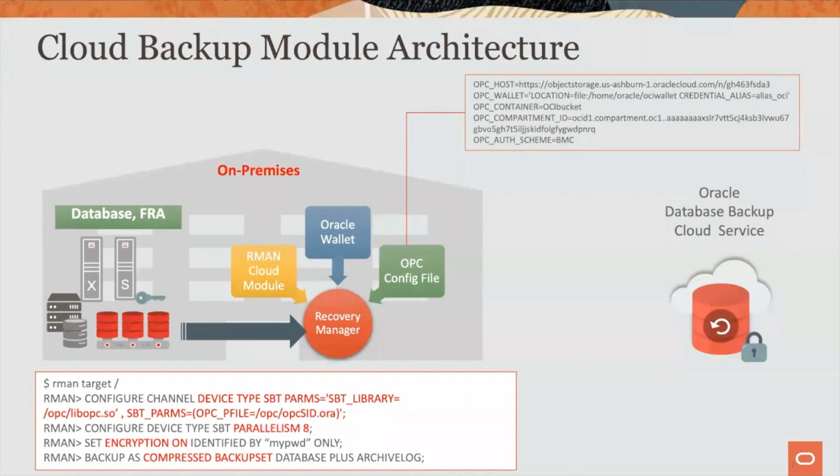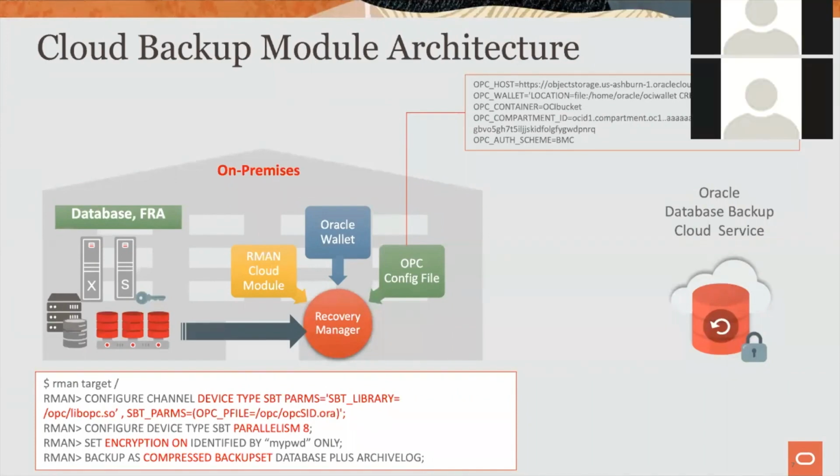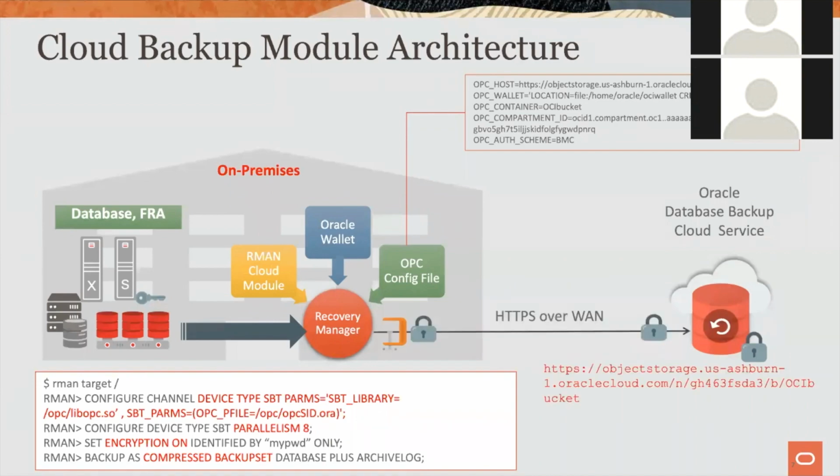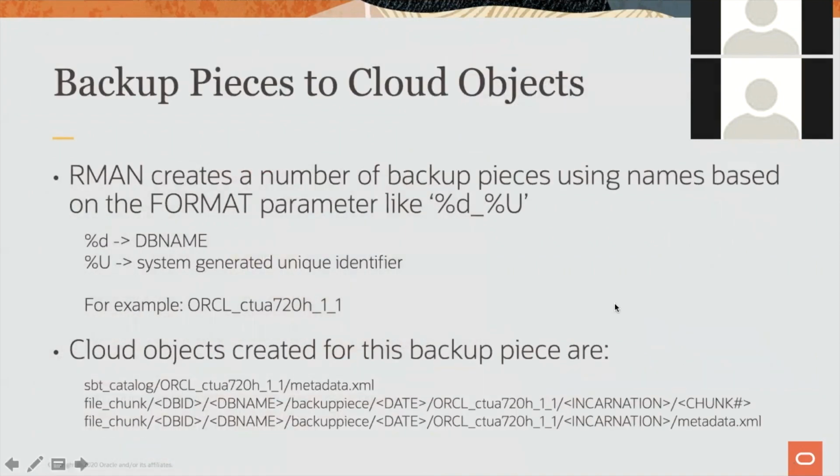And at that point, you are ready to do backups with all the usual and supported RMAN commands. You can do backup sets, and obviously you can do image copy backups. And the libopc library will take those backup pieces and send them to the cloud storage, to the bucket that you have configured. And again, you can use any RMAN supported command to do that.